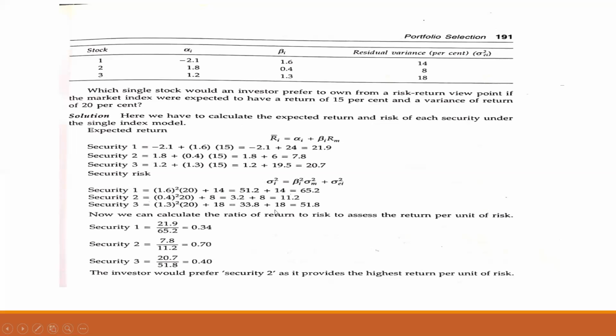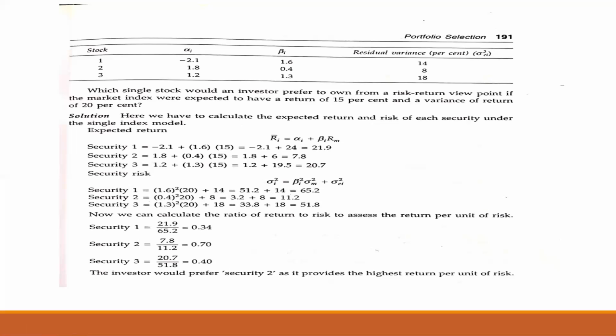Now we can calculate the ratio of return to risk to assess the return per unit of risk. For each unit of risk that you bear, what is the return that you're going to get? We are going to calculate that. So return by risk, that is 21.9 divided by 65.2, 7.8 divided by 11.2 and 20.7 divided by 51.8. So the return per unit of risk is 0.34 for security 1, 0.70 for security 2 and 0.40 for security 3.